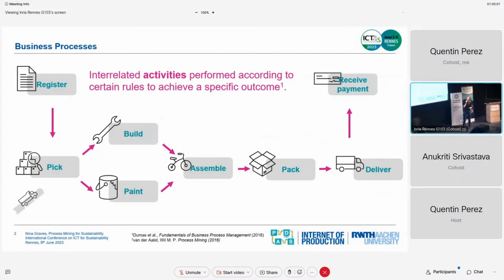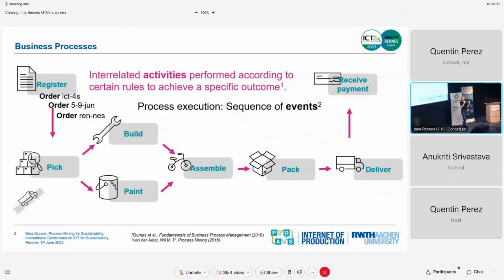Can you see it? These gray boxes, we call them activities. And if we perform a process with regard to a specific customer order, for example, order ICT4S, we call this activity an event. So the event where the order ICT4S was registered was one process that happened within one process execution. So what does this have to do with sustainability?